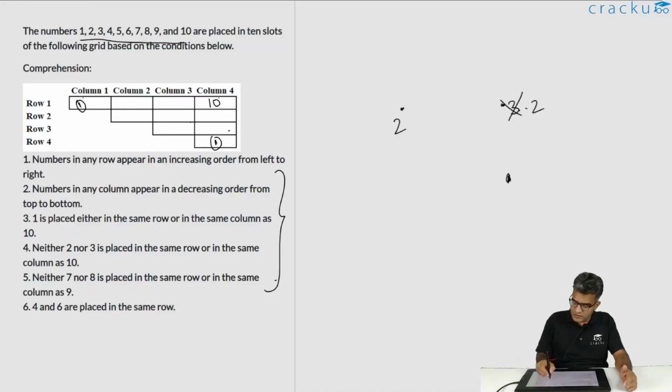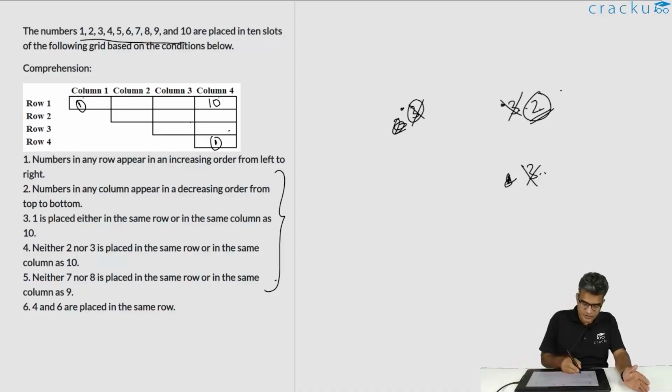Can this be 2? This cannot be 2 because if that is 2, where will 3 come? This cannot be 3 because the numbers are increasing from left to right. This cannot be 3 because again numbers are increasing from top to bottom. So essentially this number over here cannot be 3, it cannot be 2. So either this is 2 and 3 or this is 2 and 3. And the other number in row 2, column 3 will be some other number. We don't know which one it is yet.